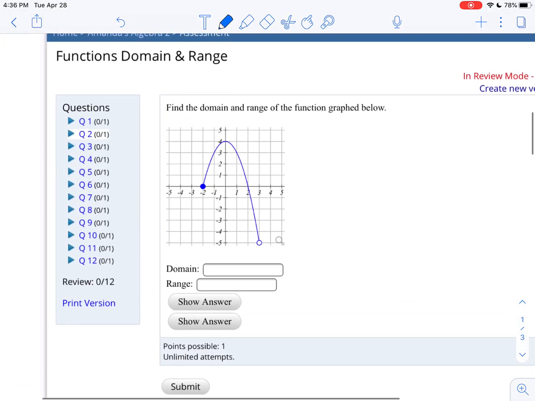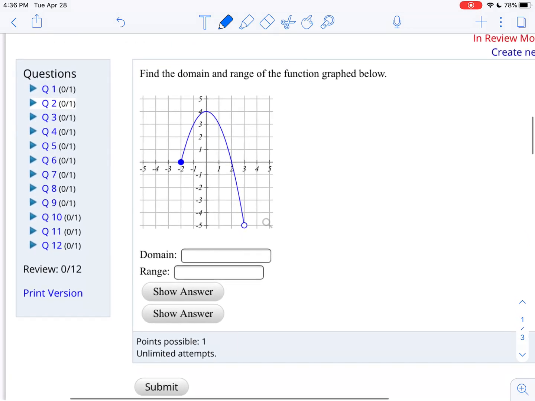Okay, this one. Find the domain and range of the function graphed below. Okay, I'm going to show you 2 different ways to do the domain and range. First of all, we're going to look at the domain. So domain is x values, right? So when I look at x's, I'm literally looking just from here to here. So I start at my left because domain is x. So I'm going to look at, this is the x-axis, this is the y-axis.